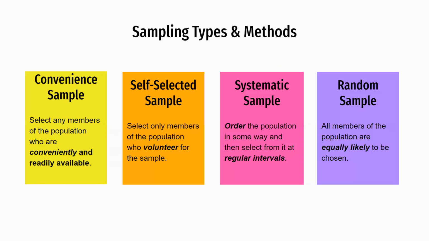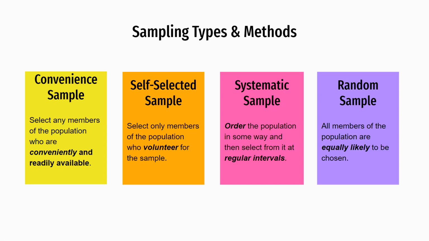There's a convenient sample, which basically selects any members who are conveniently and readily available. There is a self-selected sample, meaning we're just having people select themselves. They're volunteers to take our survey, to volunteer themselves to allow their results to be a part of our data. There is a systematic sample, which is very systematic, right? You order the population and then select it at regular intervals. And there's a random sample. All members of the population are equally likely to be chosen.